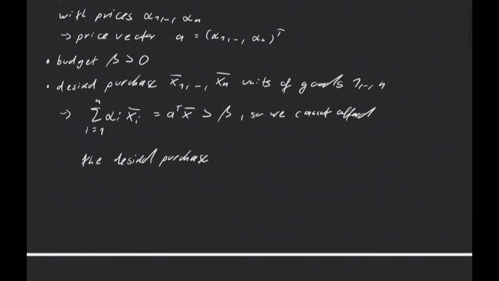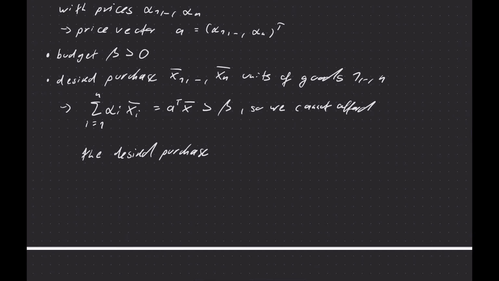And what we'd like to do is find a purchase decision, a vector x star, that is close to this desired purchase x bar, but that satisfies the budget constraints. So the question is, what do we have to give up to still be close to what we want, but to be able to afford our purchase? Okay, so find a vector x star that is close to x bar, but that satisfies the budget constraint.